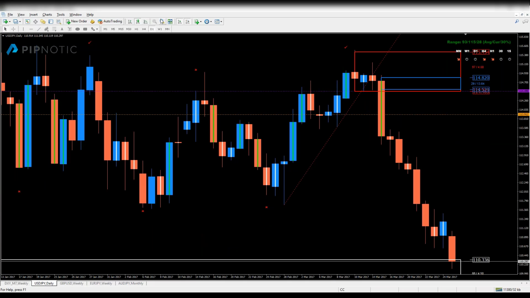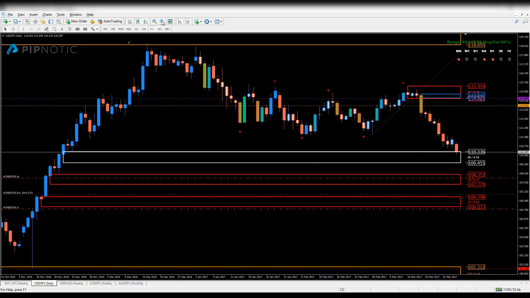So if price gets back up there, keep your eye on the news, see what's going on, and then have a look at maybe selling somewhere in here, around there. So that looks like a pretty decent area.